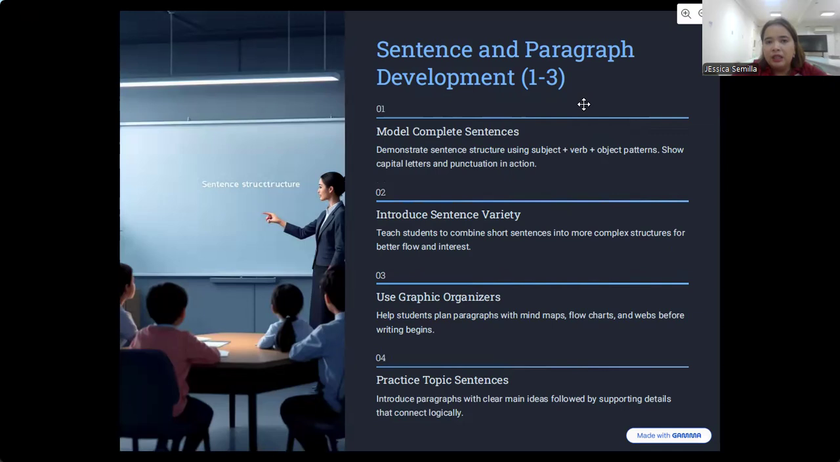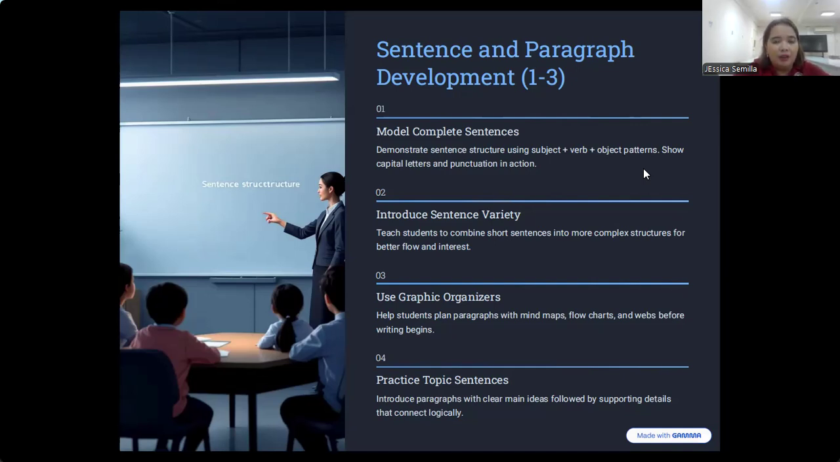So let's proceed. Now, let's move on to the sentence and paragraph development. If you look at the sentence and paragraph development, this is being developed already in grade 4 to 6, and then high school, with more improvement in high school, and then definitely in college, we are expecting that they are already competent. But here, they need to master how to write sentences, how to write sentences within paragraphs.